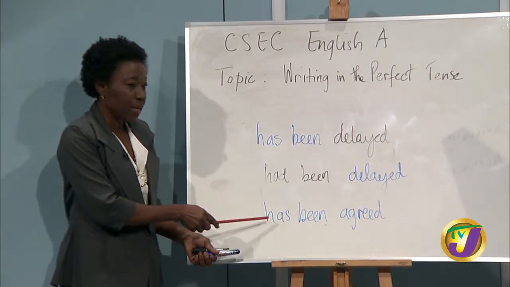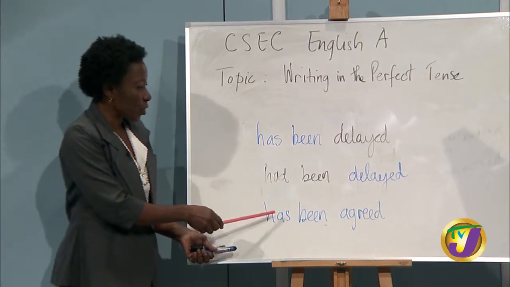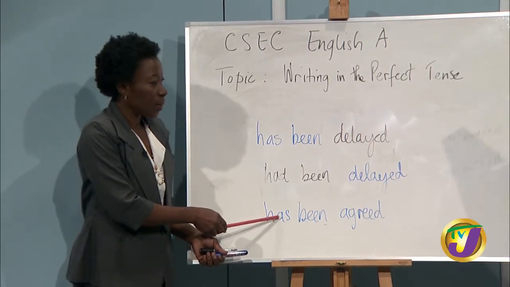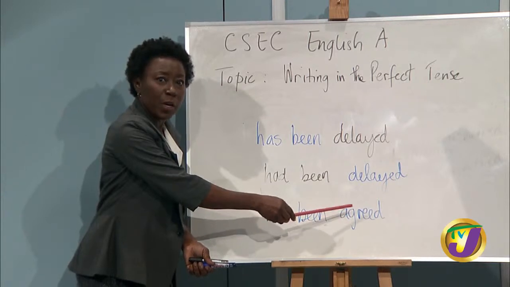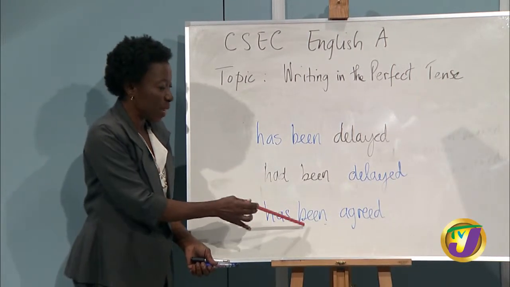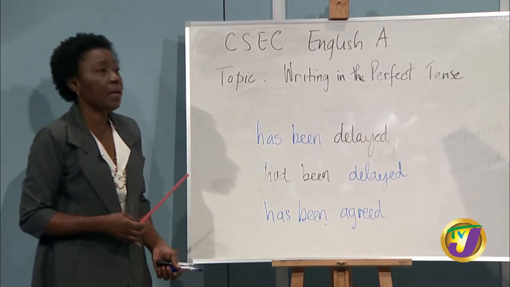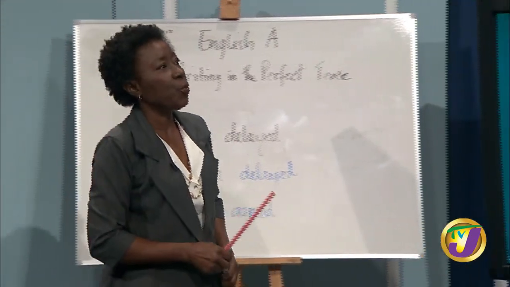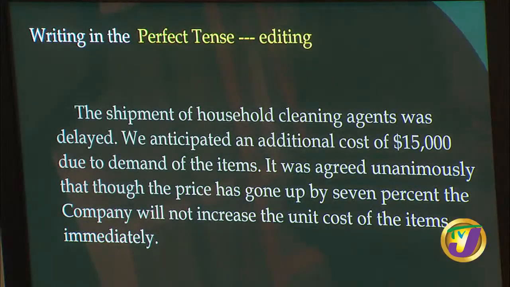But the agreement did not just happen. The past participle of the agreement was taken and it still stands right now. It has been agreed. Okay? All right. So do we have anything left to edit in here? Okay. All right. Let's go to the next item.